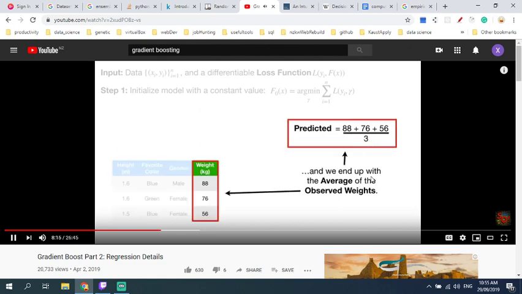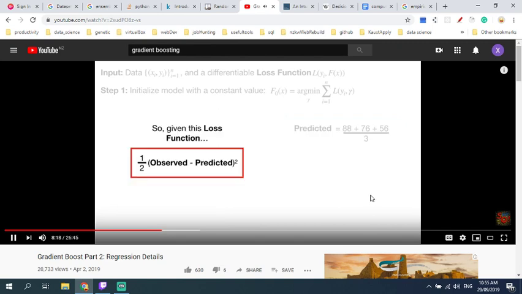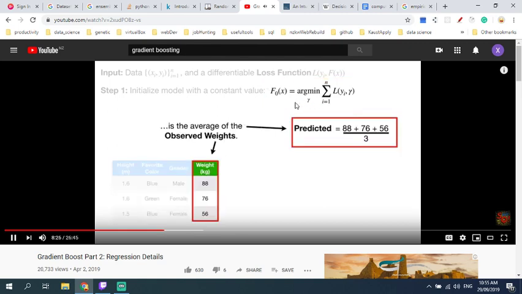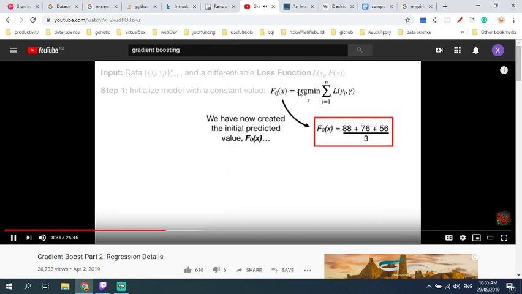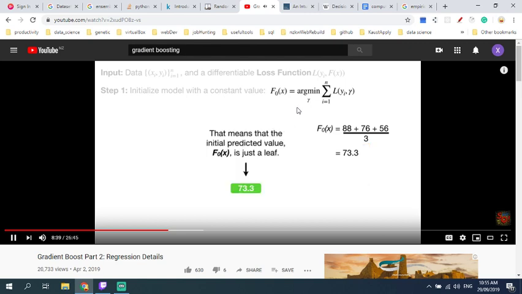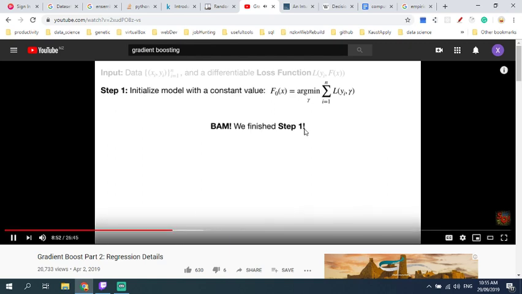And we end up with the average of the observed weights. So, given this loss function, the value for gamma that minimizes this sum is the average of the observed weights. We have now created the initial predicted value, f sub 0 of x, and it equals 73.3. That means that the initial predicted value, f sub 0 of x, is just a leaf. The leaf predicts that all samples will weigh 73.3. Bam!